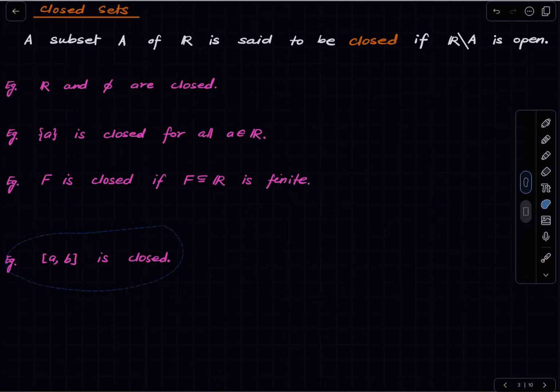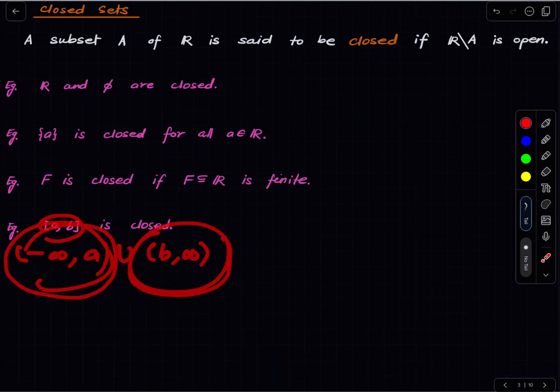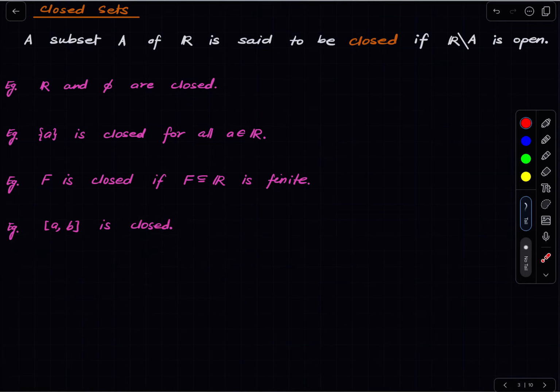And closed intervals are closed. Such a thing is a closed interval, where a is less than or equal to b. These things are closed because, again, if you take the complement, you get this set. And this is an open set, that is an open set. The union is therefore open, and hence the complement of this is an open set. Therefore, this is a closed set. So these are some examples of closed sets.